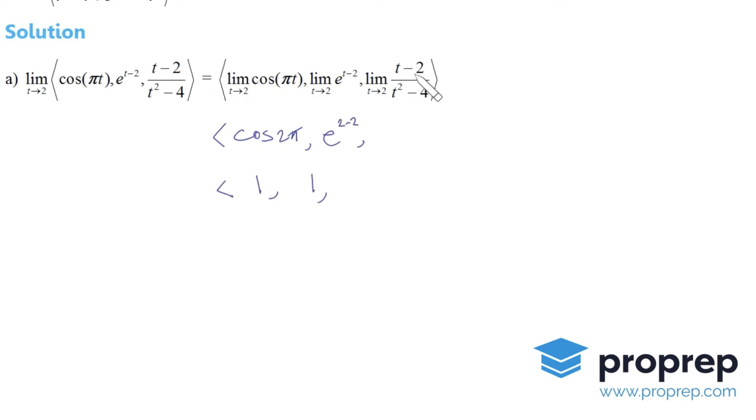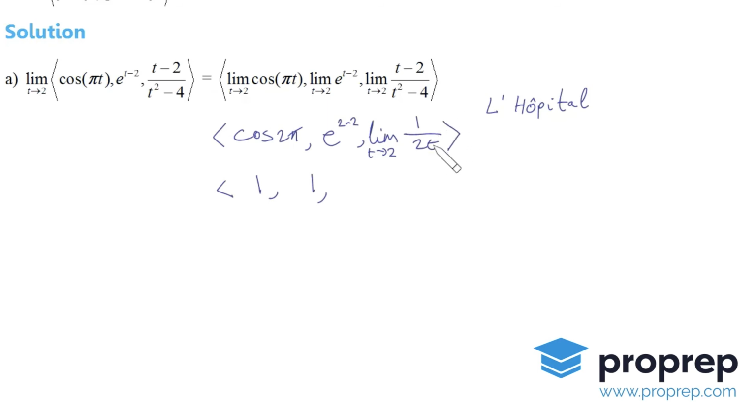Here we can't just substitute, because when t equals 2, the denominator is 0. And as a matter of fact, so is the numerator, which is good because now we can use L'Hopital's rule. What we do is replace this with a different limit that's going to be equal to it, where we differentiate the numerator and the denominator. So we get 1 over 2t.